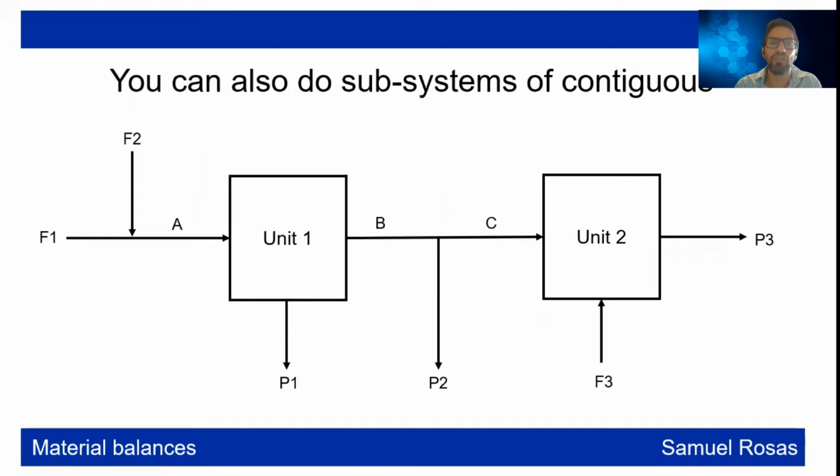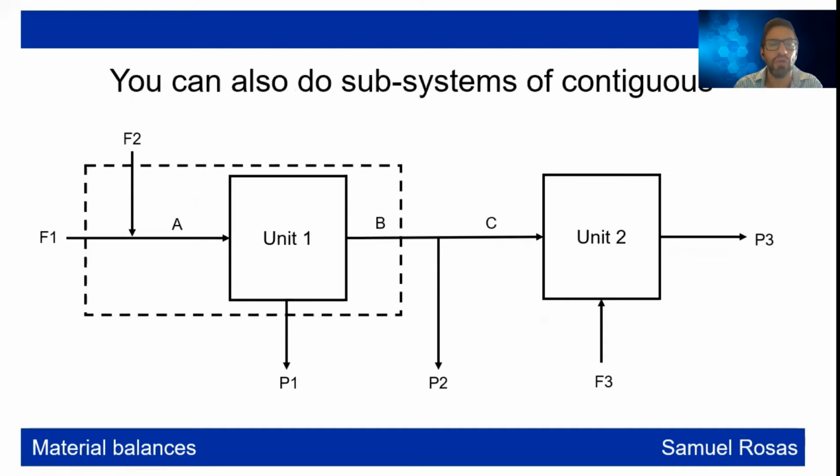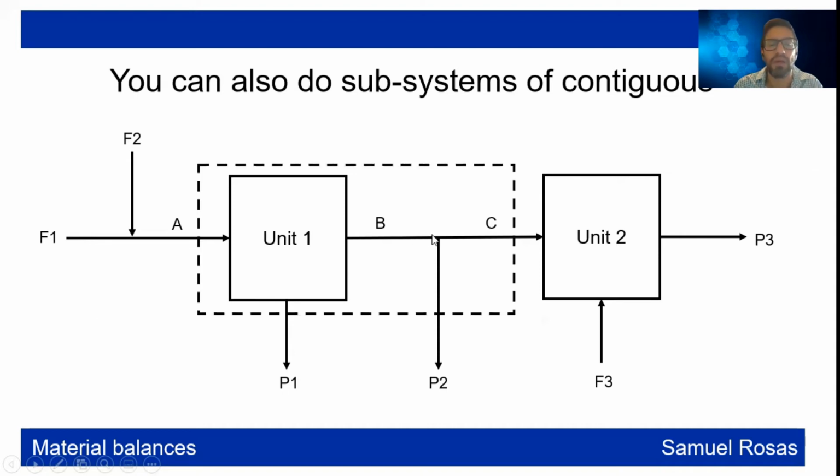But you can also do subsystems of contiguous unit operations. So you can do this subsystem of the mixture point and unit 1, where you will have, let's say, F1 plus F2 yielding P1 plus B. And you can also have this unit 1 with the separation point.